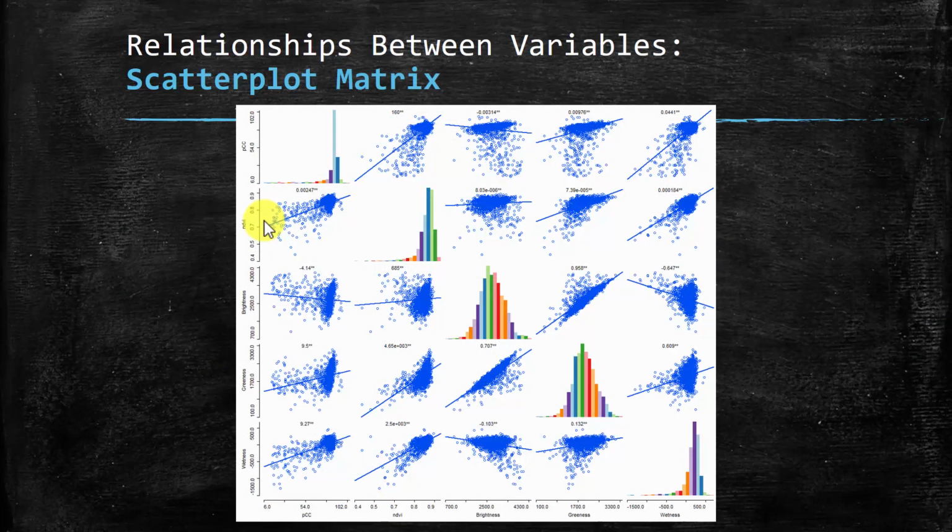Another extension of the scatter plot is what's called a scatter plot matrix. A scatter plot matrix allows you to not just compare 2 variables, but you can compare variables pairwise for the entire data set. For example, here we're comparing percent canopy cover to NDVI and brightness and greenness and wetness, which can be calculated from the Landsat scenes.